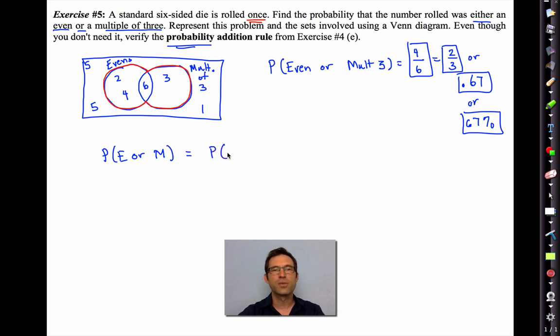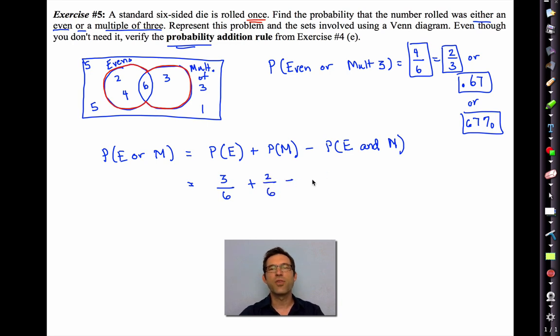The probability addition rule would say, well, take the probability of E, add to it the probability of M, and subtract off the probability that a number is both even and a multiple of 3. Well, the probability that it's even, that's 3/6. The probability it's a multiple of 3, that's 2/6. And the probability that it's both even and a multiple of 3 would be 1/6, right? That's just the number 6. So you'd have 5/6 minus 1/6, and that would be 4/6, which is what we got right there.